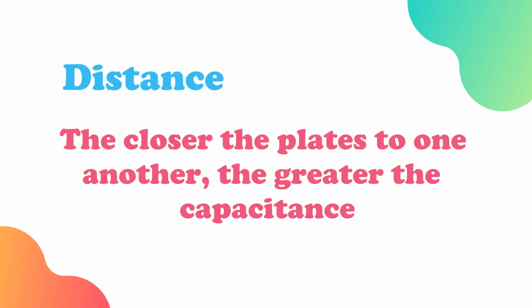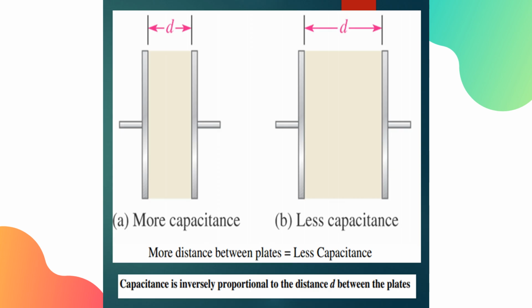The second factor is the distance between the plates. The closer the plates are to one another, the greater the capacitance. And if there is more distance between the plates, the farther they are, the less the capacitance. So again, the capacitance is inversely proportional to the distance between the plates. The closer the plates are to one another, the greater the capacitance.